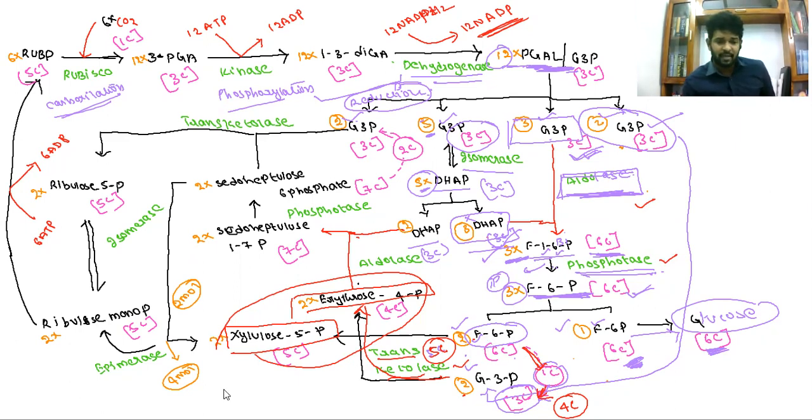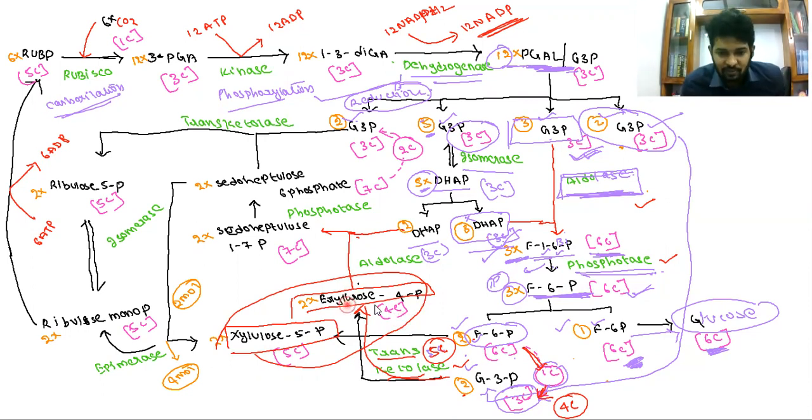So what happened? Again this process repeats, means 1 aldolase has to take place, and 1 phosphatase has to take place, and transketolase has to take place. See, now here we have 2 byproducts produced. That is xylulose 5 phosphate, which is a 5 carbon compound, and erythrose 4 phosphate, which is a 4 carbon compound.